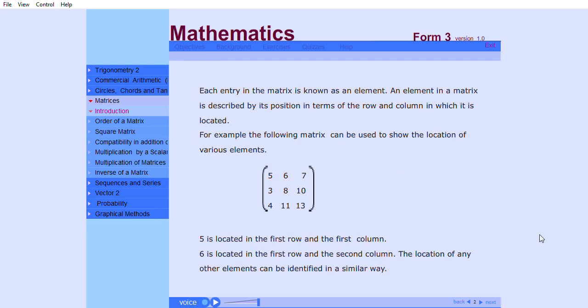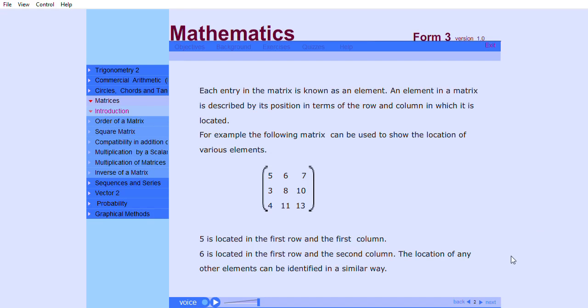Each entry in the matrix is known as an element. An element in a matrix is described by its position in terms of the row and column in which it is located. The following is a matrix which can be used to show the location of various elements. Matrix 5, 6, 7, 3, 8, 10, 4, 11, 13.